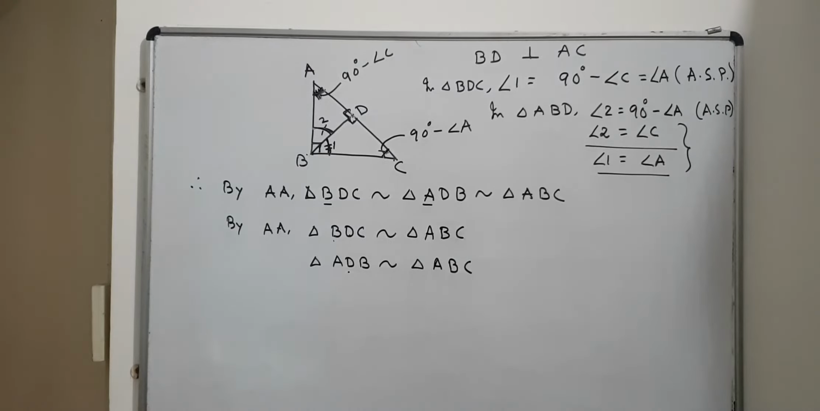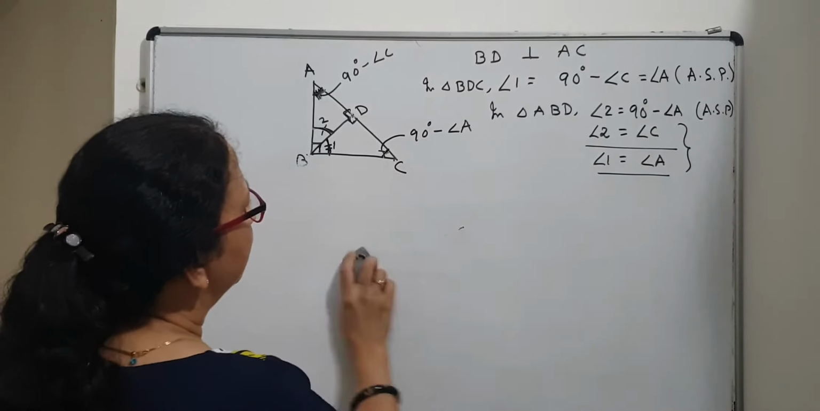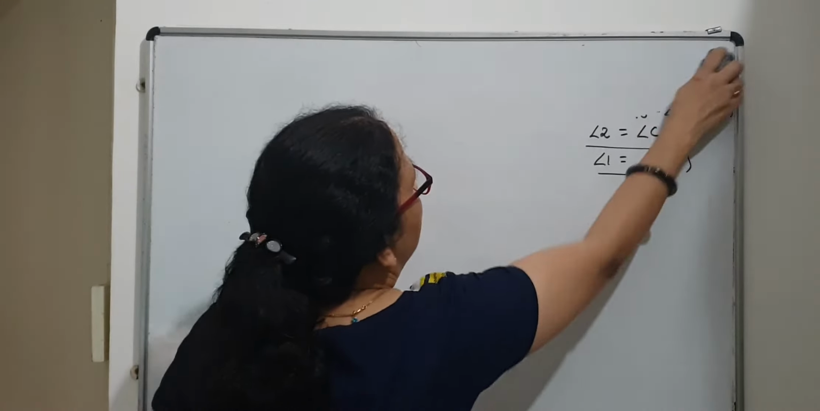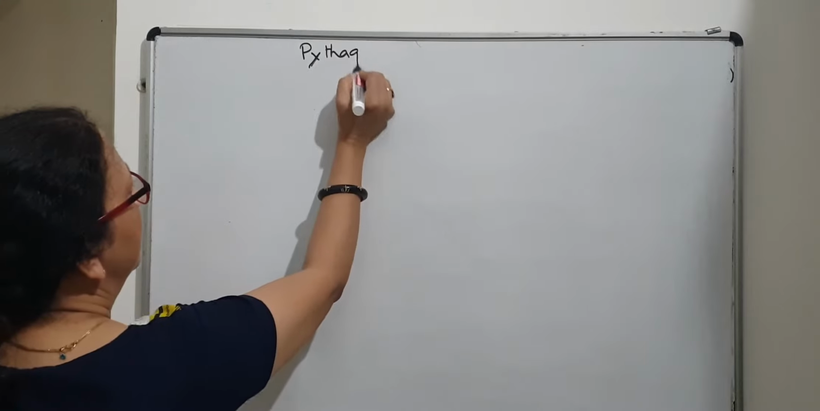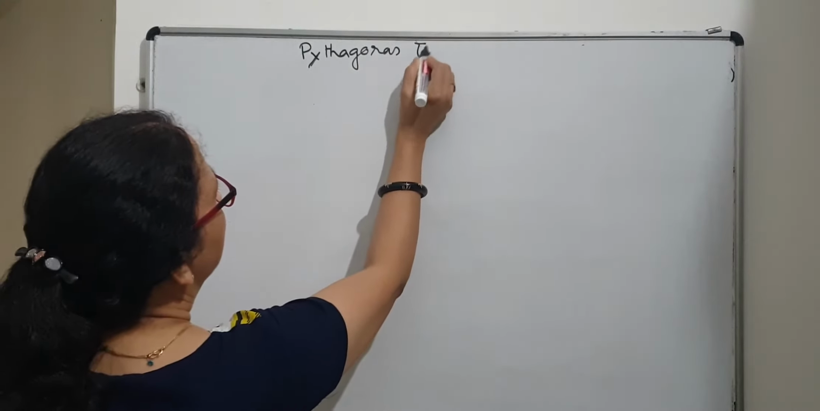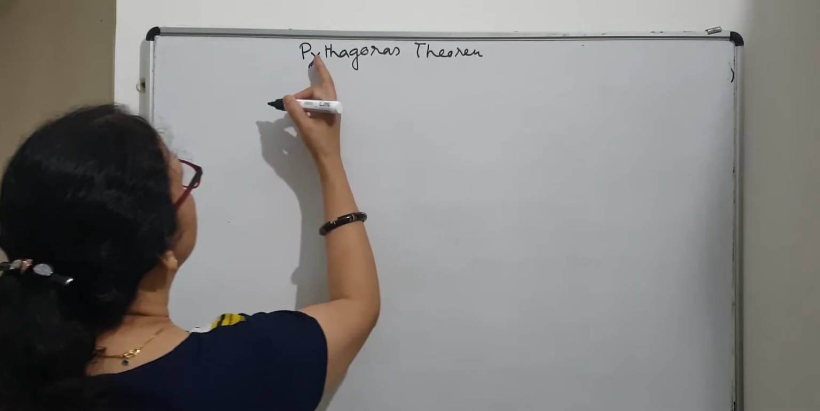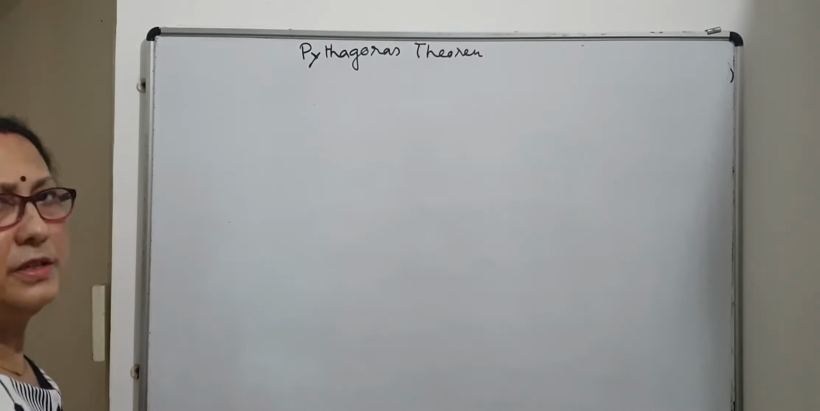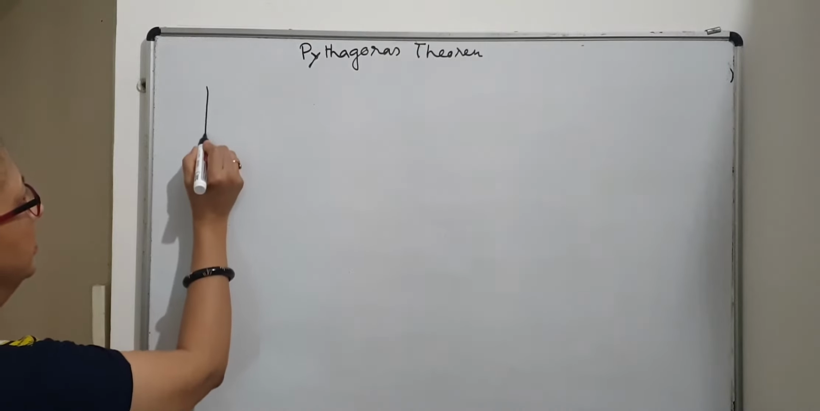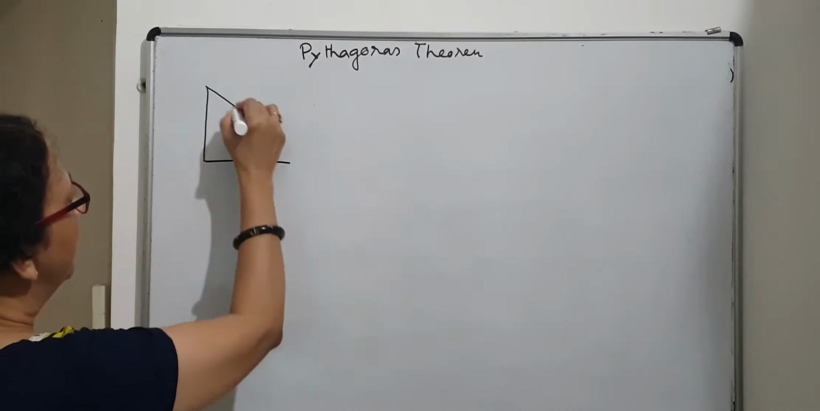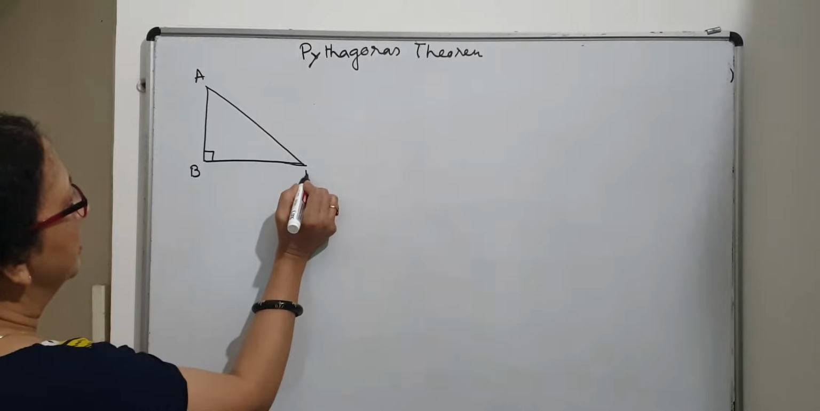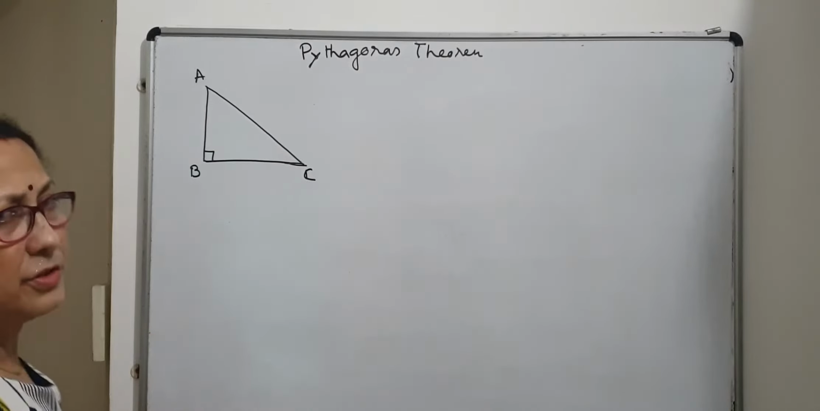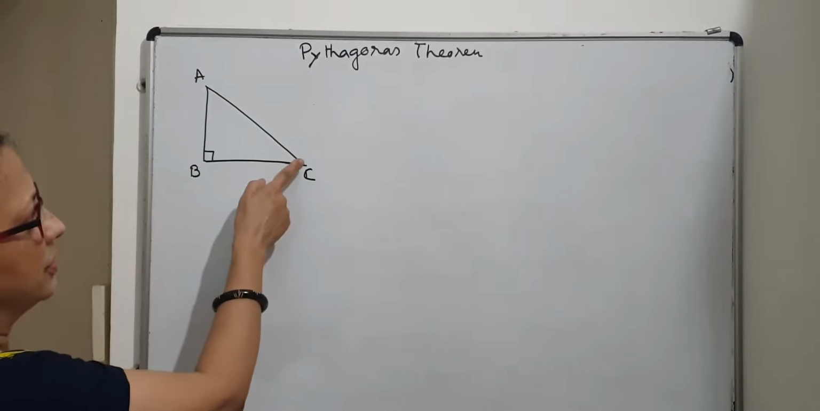Pythagoras theorem, you know the statement. What is Pythagoras theorem? We have been using this theorem so often. This theorem states that in a right triangle, say let me take a right triangle. Right triangle means one of the angles is 90 degrees, and this is the hypotenuse.